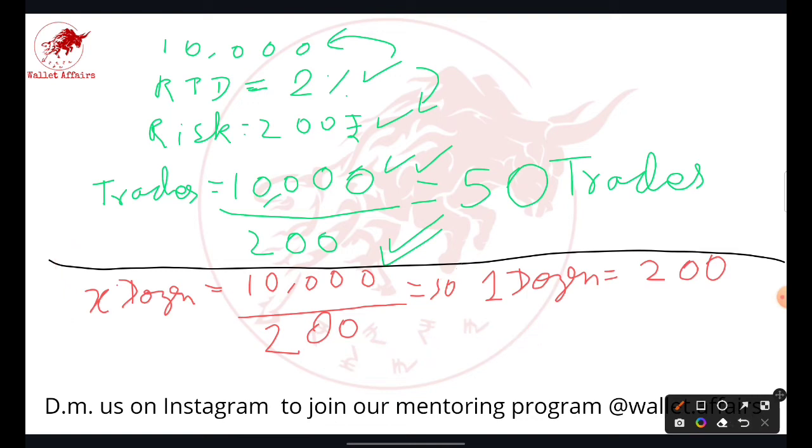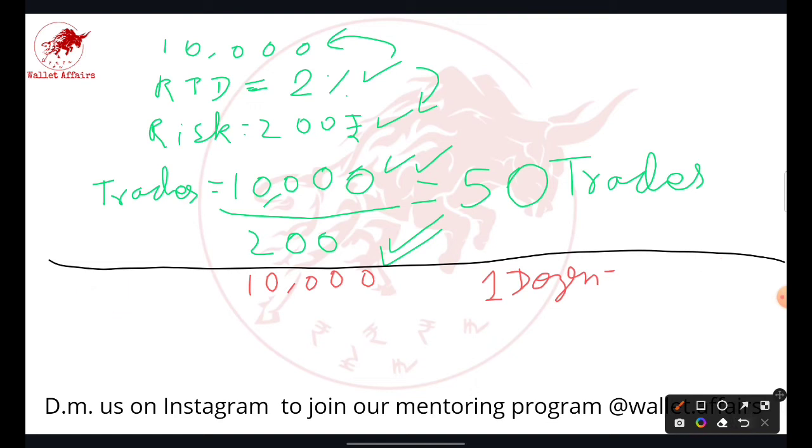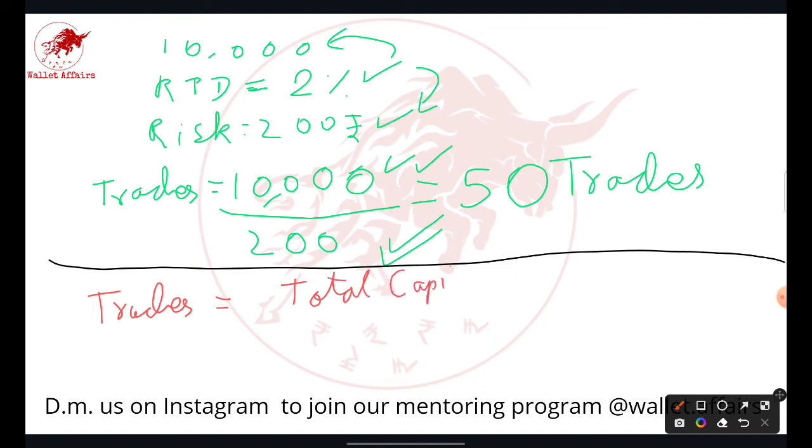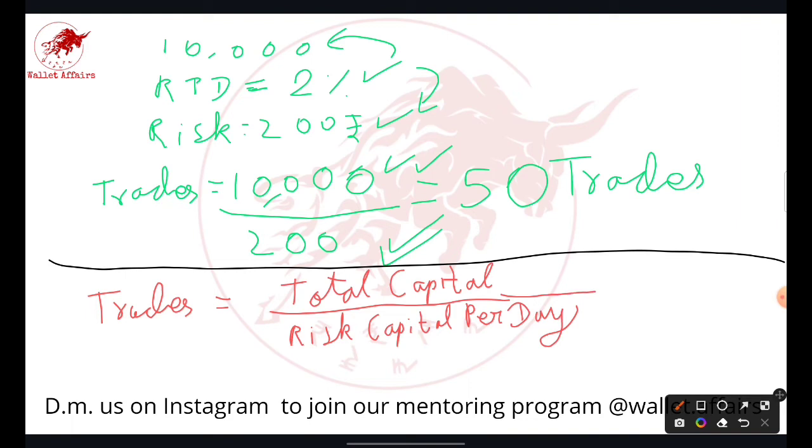So let me give you all the formula for finding the number of trades. Just use this formula and you will get how many trades you are going to take. The formula will be: number of trades equals total capital divided by risk capital per day. So simply use this formula and you will get the total number of trades you can take. Simple. And just to see, 50 trades is the number you are going to take in the day.